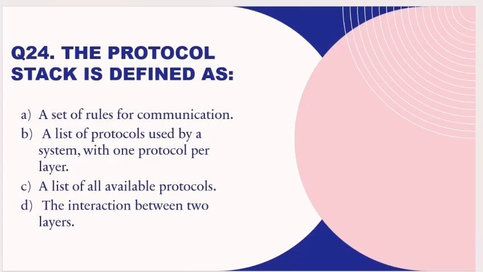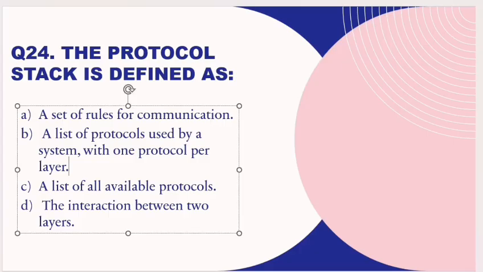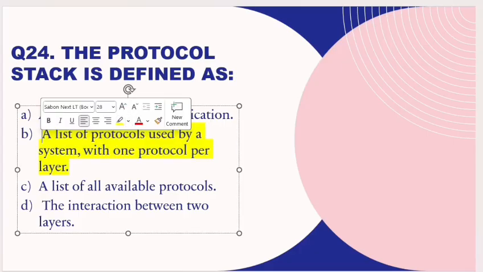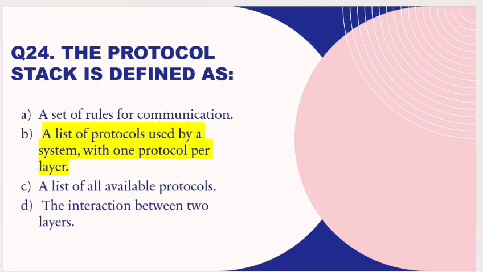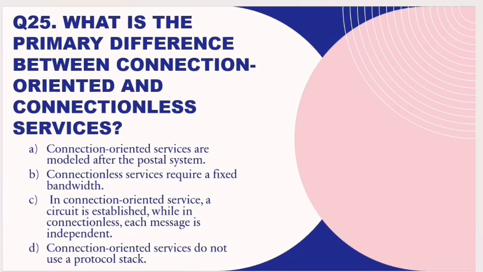The protocol stack is defined as option A, a set of rules for communication. Option B, a list of protocols used by a system with one protocol per layer. Option C, a list of all available protocols. Option D, the interconnection between two layers. I hope you all have guessed the answer right. The right answer for this question is option B, a list of protocols used by a system with one protocol per layer. Moving on to 25th question.